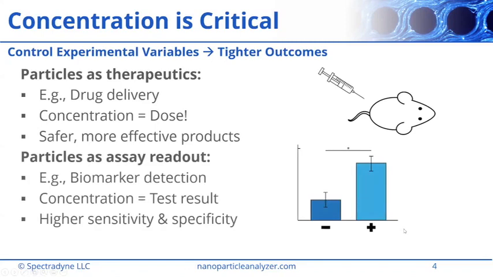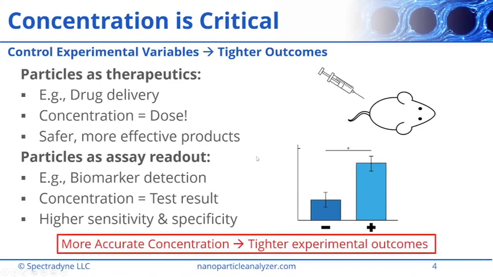That's an obvious case. Another case is using particles as an assay readout. So one example would be a biomarker experiment. So we're detecting particles and their concentration is the test result itself, right? So the better you can measure the concentration, the higher your sensitivity and specificity will be until that's no longer a limiting factor, right? So these are two very common, broad examples of where controlling the particle concentration and measuring it better is critical for tightening up experimental variability.